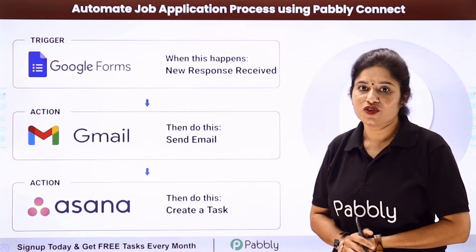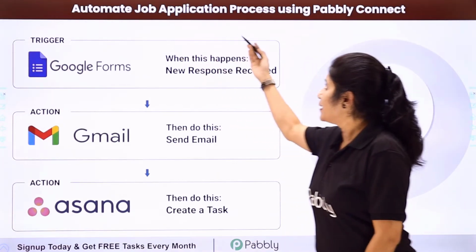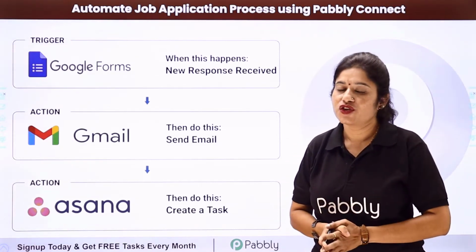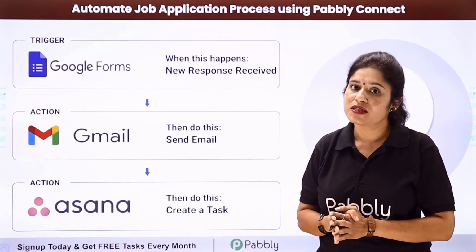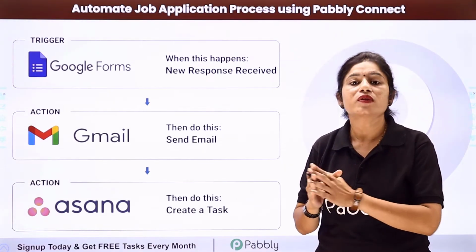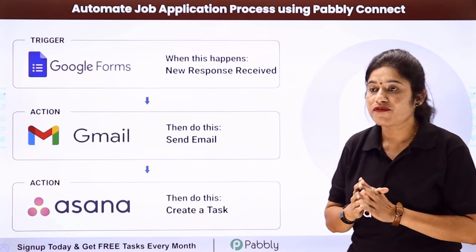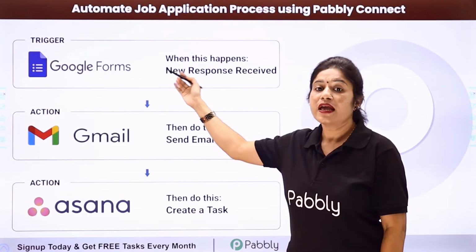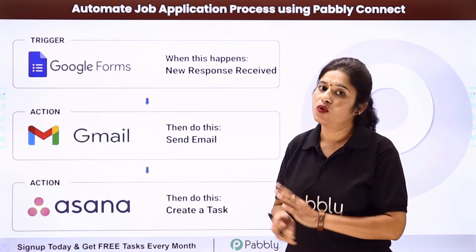In this video, we are going to learn how you can automate the job application process using Pabbly Connect. So let's take an example that you are the HR of a company and you have shared the job description with the new applicants, where you have mentioned the job position along with a code word. Now you have created a job application form using your Google Forms account, and you have shared that form with all the new applicants.